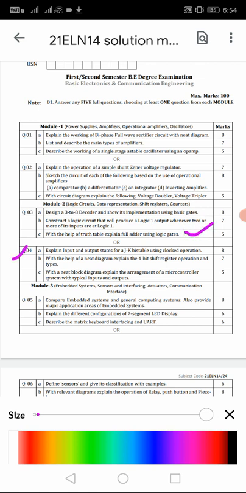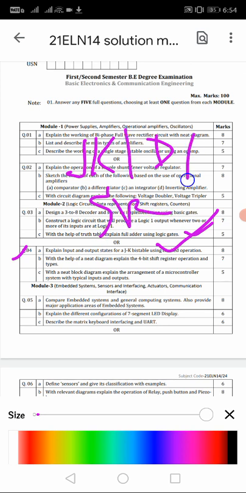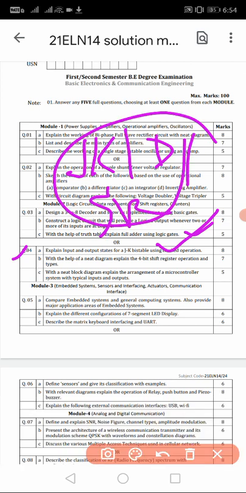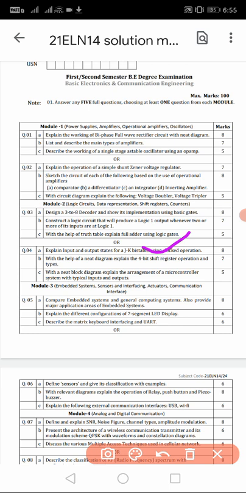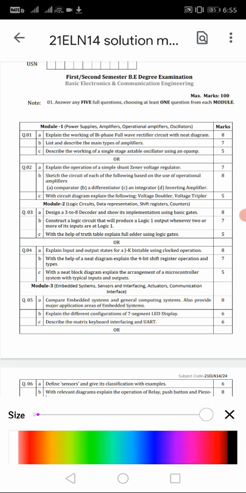Next, go for the fourth one: explain input and output states of a JK bistable using clock, the JK flip-flop. They have asked the JK flip-flop, but they may ask JK, they may ask D, they may ask SR. So these three are optional, they may give any one, and this is not a compulsory question. I will say that out of JK, D and SR, definitely any one will come.